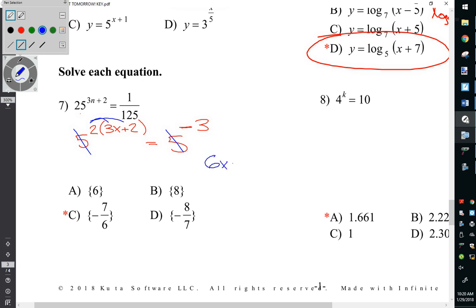So I get 6x plus 4 equals negative 3. Minus 4, minus 4. 6x is negative 7. Divide by 6, divide by 6. x is negative 7 over 6.